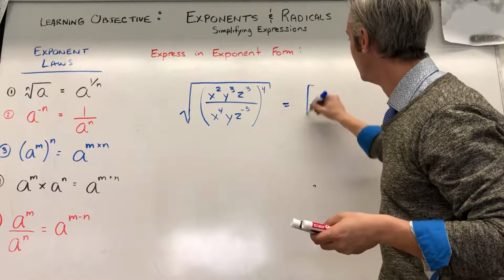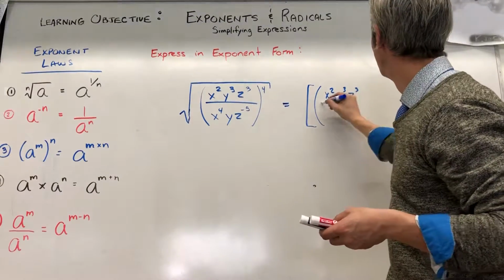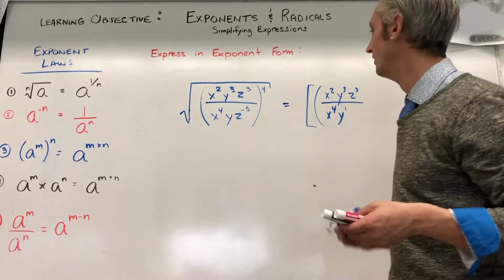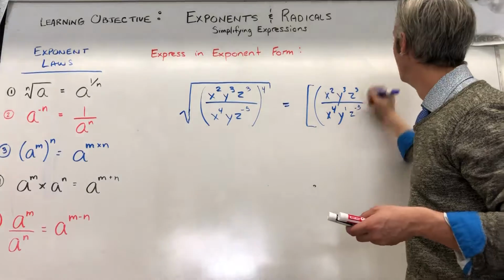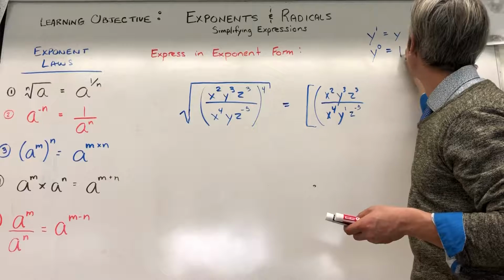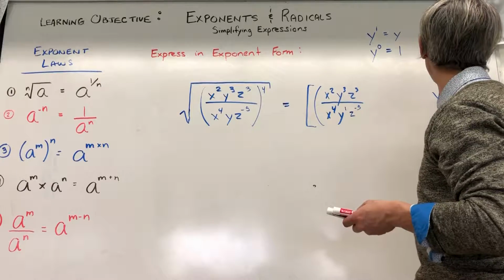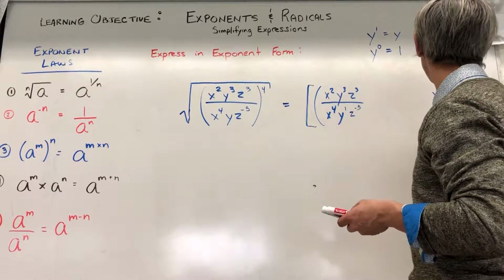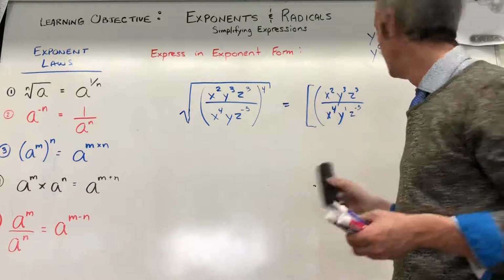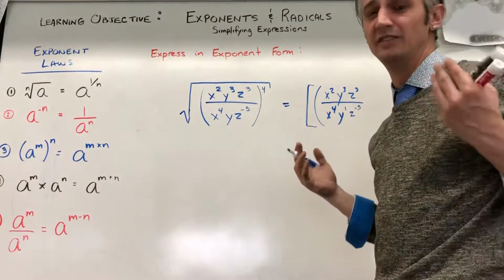So if I'm going to do the root first, this all becomes x squared, y cubed, z cubed over x to the 4, y. When there's no exponent, you just assume it's a 1. Then z to the negative 5. Any exponent to the 1 is that number. Any exponent to 0 is always 1. 3 to the power of 0 is 1, x to the power of 0 is 1, y to the power of 0 is 1, and 3 to the power of 1 is 3. That's how that works. Anything to the power of 0 is always 1. Anything to the power of 1 is whatever it is. I talk fast, I'm sorry, it's just what I do.